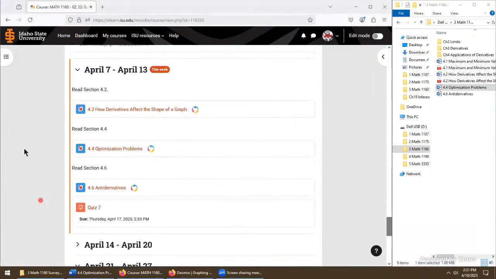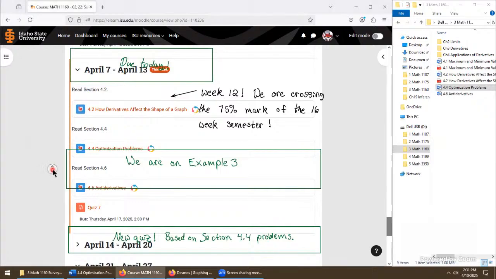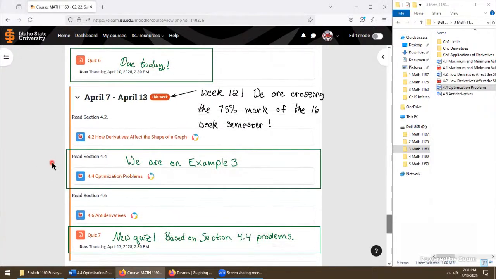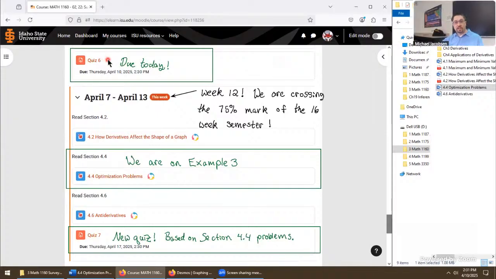Where we're at right now is, let's see here. It's always hard to get that back where it's supposed to be. There we go. Our sixth quiz is due today. This one's on the closed interval method, section 4.1. Our new quiz is based off section 4.4, optimization, and we're about halfway done with this section here. Well, any questions at all, folks, with the announcements or any other particular questions at the moment?